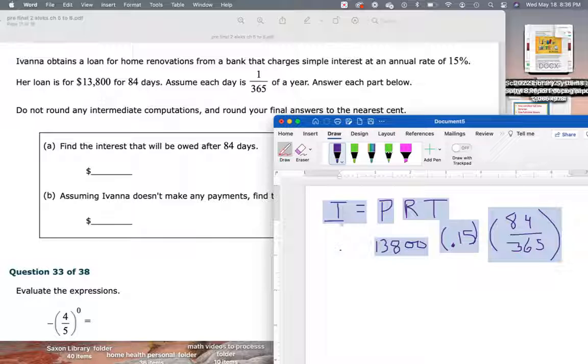Okay, so now that's going to give the interest. So now, remember how easy it is to take these 0, 0 and turn this into 15. So we have 138 times 15 times 84 over 365.